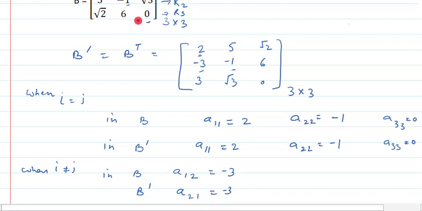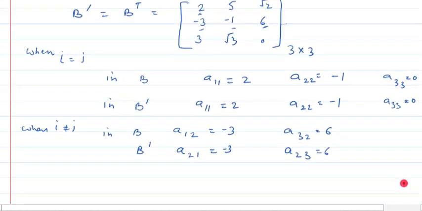Similarly, let me talk about this element. This is in the third row and second column. So element a32 is 6 in matrix B. Now let us see what the position of 6 is in B transpose. Clearly this is the position of the element 6. So it becomes a23, in the second row and third column, which is equal to 6.